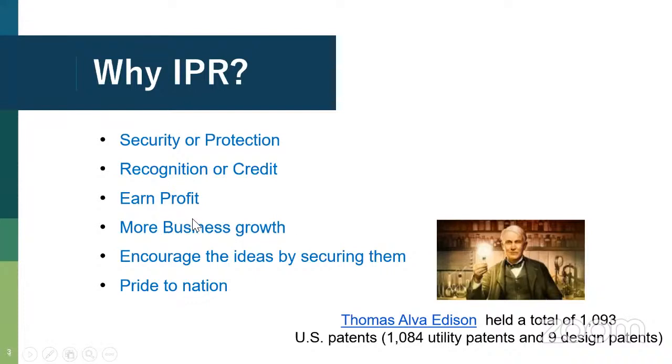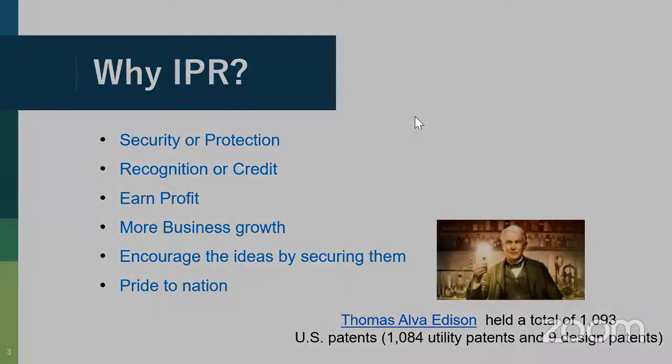And when we have protection on intellectual property, we can have more business growth. Not only that, securing ideas encourages others to create new ideas, because if it is not secured, nobody will reveal their ideas to others. Everything will be kept secret if there is no protection. So we need some sort of protection to encourage more ideas and more innovation. And this is also a pride to the nation, because whenever we talk about Thomas Alva Edison, of course the country name, US, also comes along with his name. So these are our main reasons why we need IPR.